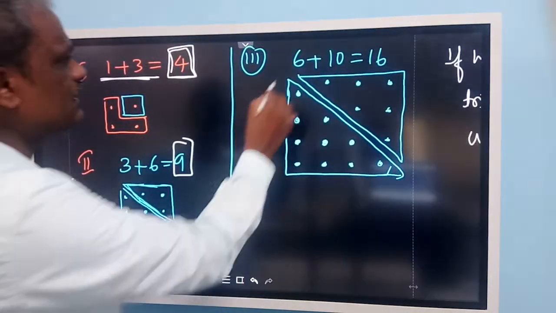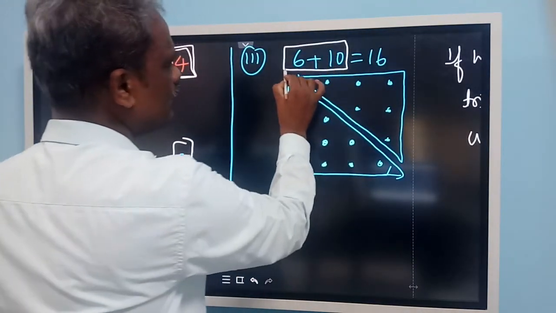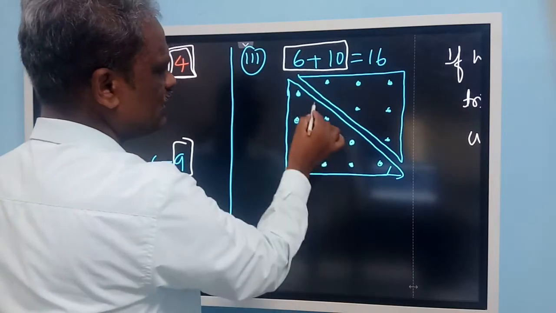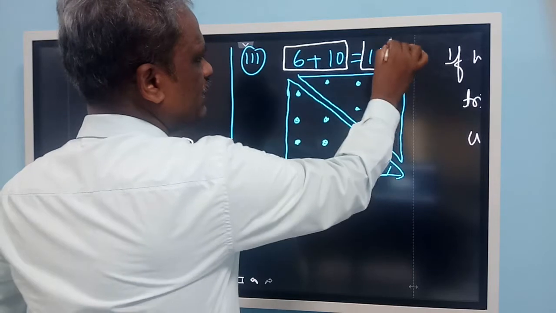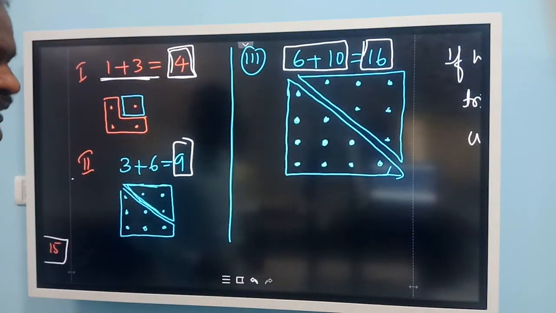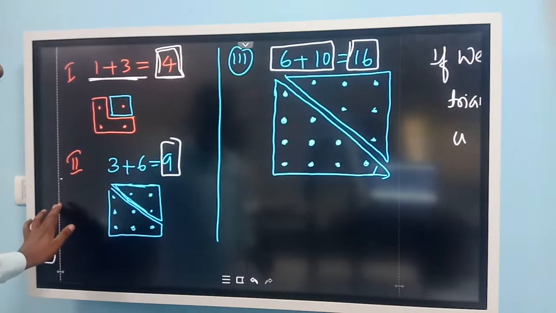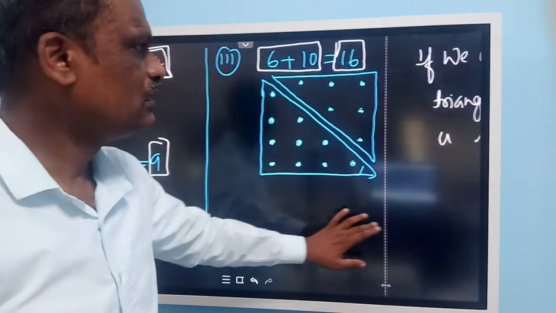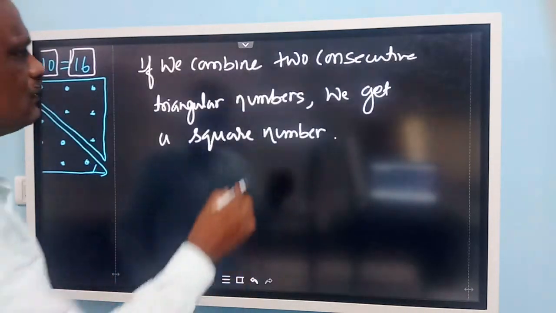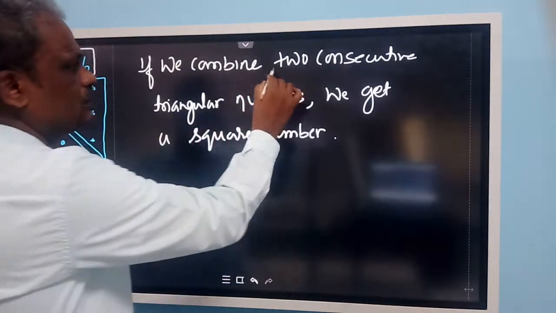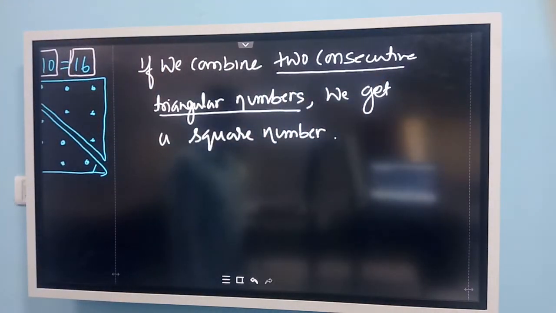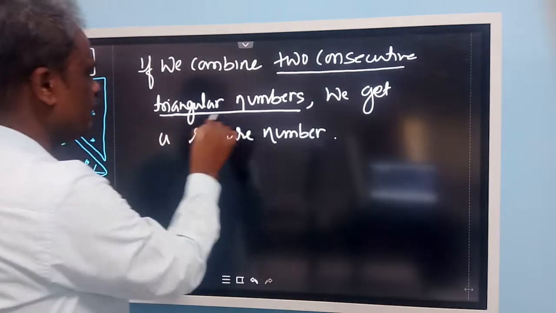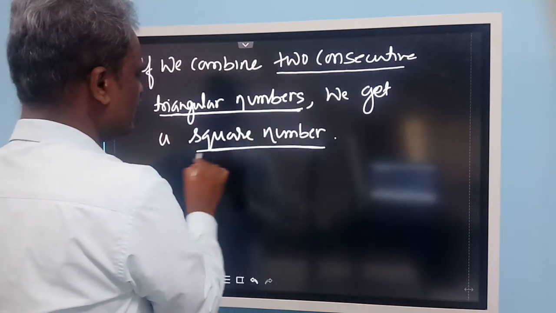Look at the 6 and 10. They are consecutive triangular numbers. Here 10 numbers are there. Here we have taken 6. When you arrange this, it will give you a square number called 16. So what can you conclude from these examples? If we combine consecutive triangular numbers, once you add the consecutive triangular numbers, you should get a square number.